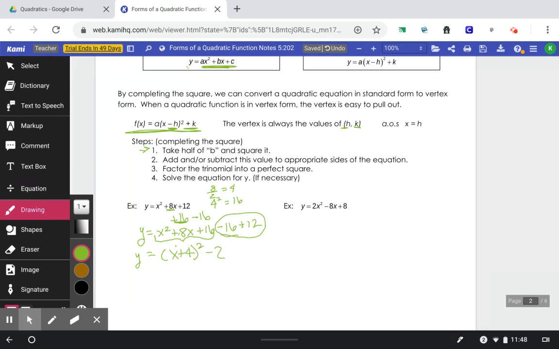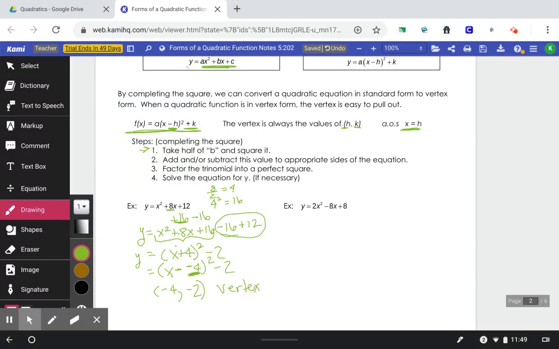Also, if this is the x value of the vertex, that is also your equation for your axis of symmetry. So when I look at this equation, another way of writing x plus 4 would be x minus negative 4 squared minus 2. So now you can see a little bit better why -4 is going to be the x-coordinate of my vertex. And then -2 is the y-coordinate.